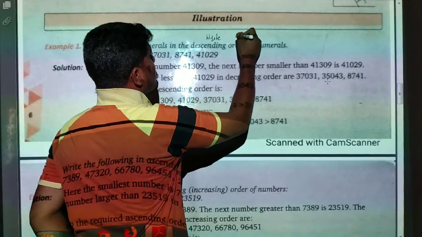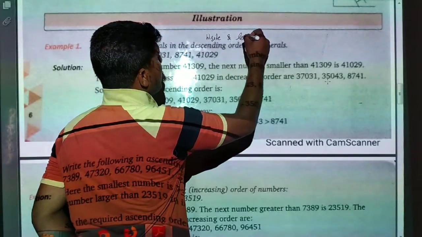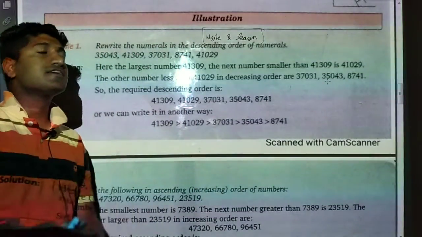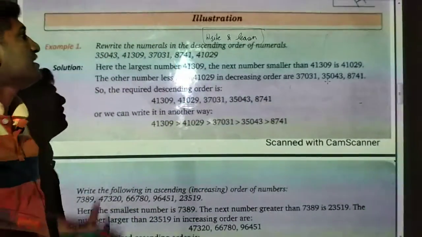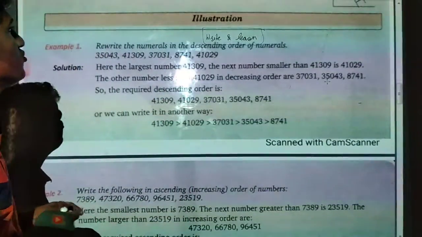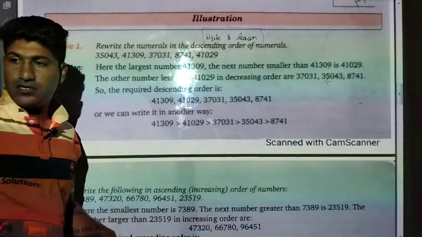You have to write these examples in your notebook and learn how we will find the greatest and smallest number in the numerals and how we will write the descending and ascending orders of the numbers. So it is the end of this lecture. Thank you.